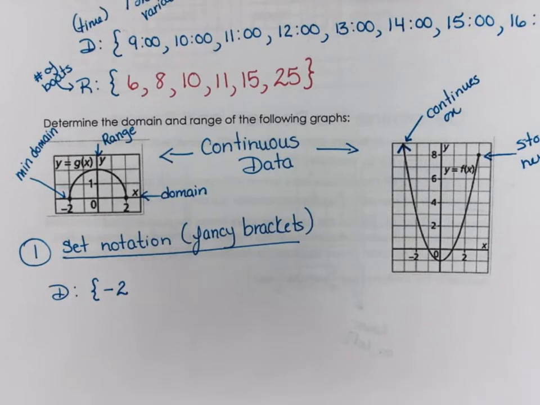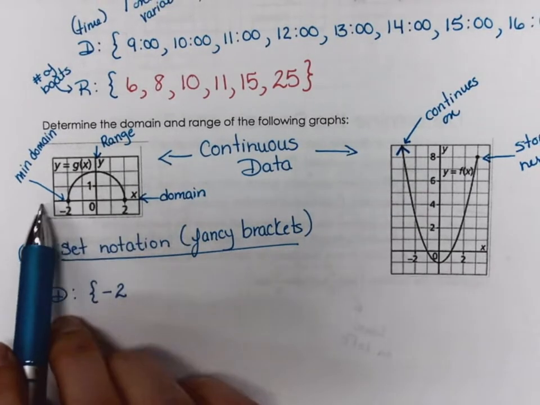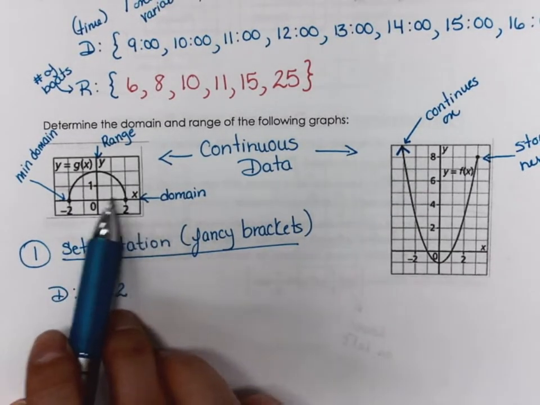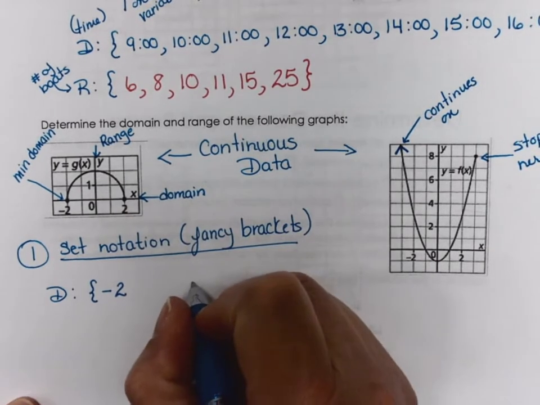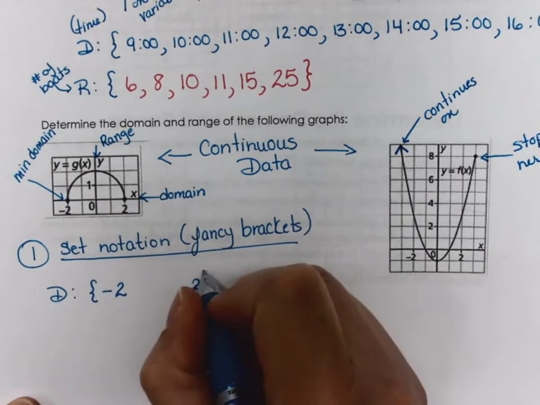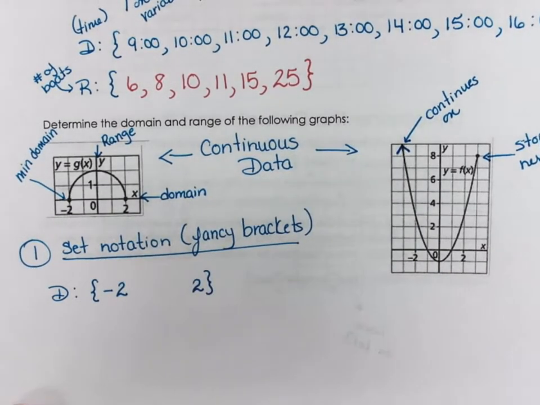I think somebody said it. What's the highest value I go to on this x-axis here? 2. So I'm going to leave myself some space and I'm going to put a 2 there. And then I'm going to put a fancy bracket around it. Okay, so we're on the domain.